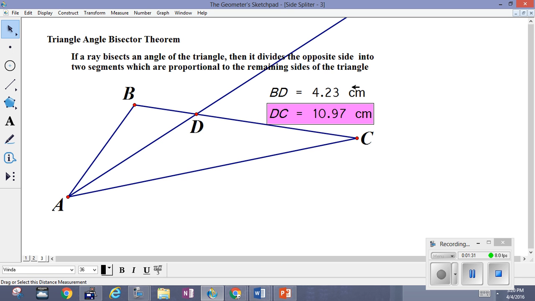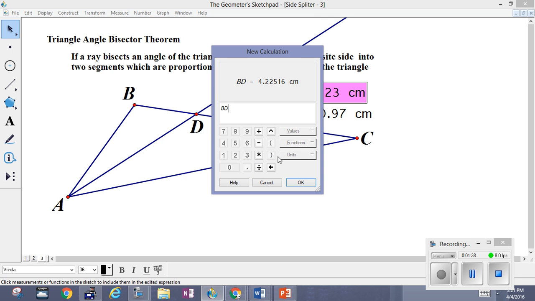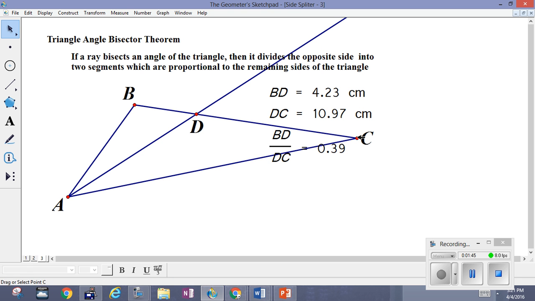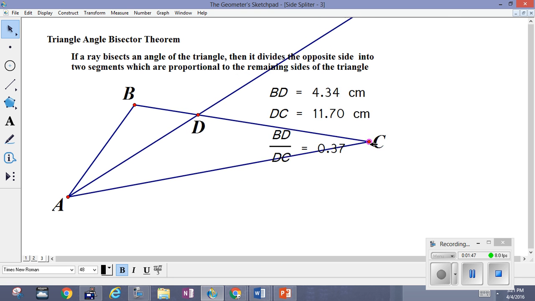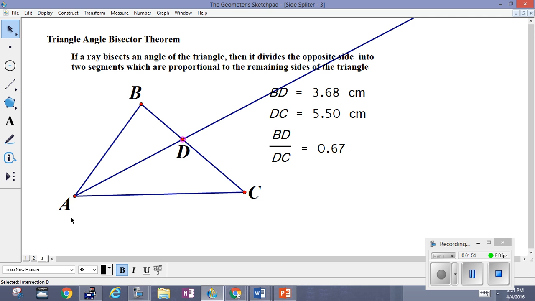Now let me take the ratio of these two, using number calculate: BD divided by the DC segment is going to be some ratio, because that ratio is subject to change as the triangle changes. But what that ratio is going to be equal to is the ratio of the remaining two sides. BD is on the same side as AB, and DC is on the same side as AC.